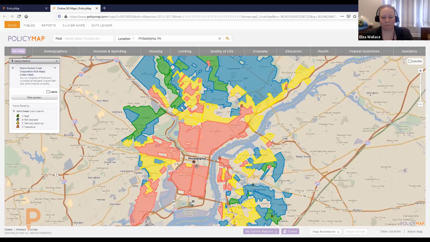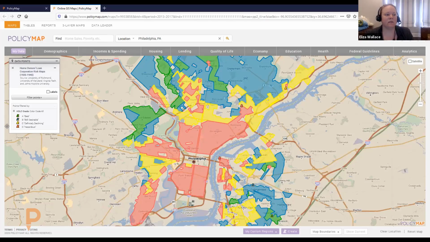So you can see that a lot of these issues, I showed you a map of where mortgages are being denied today, and it looks very similar. It's not exactly the same. There are a lot of places in Center City that are more desirable now and wouldn't be considered hazardous if they were to remake these today.